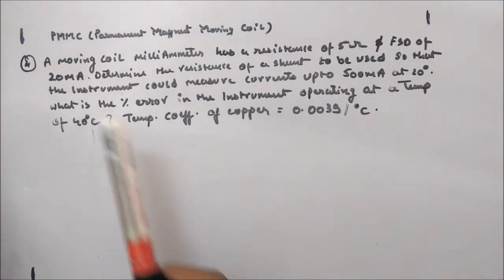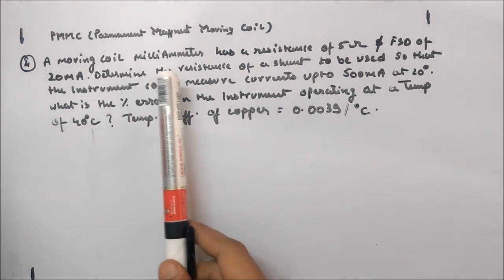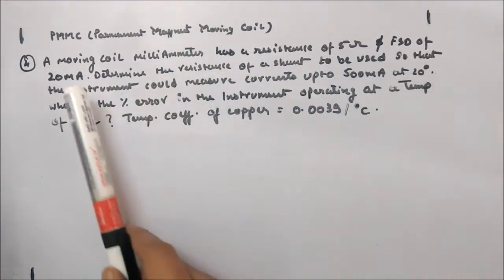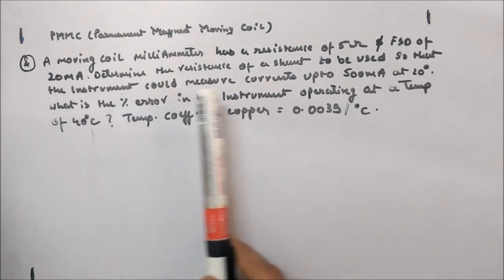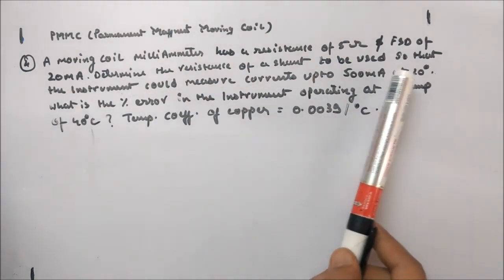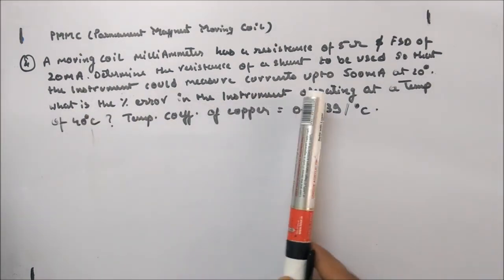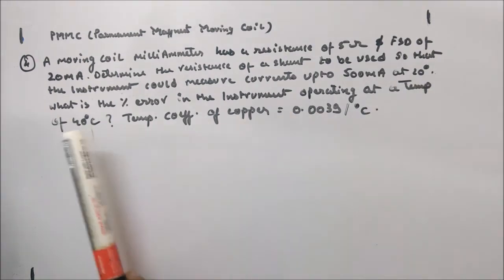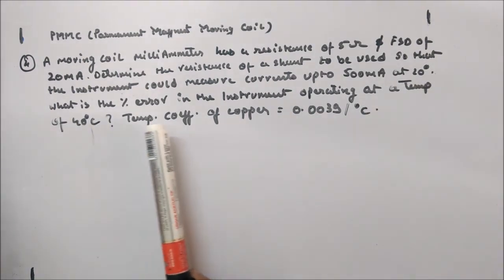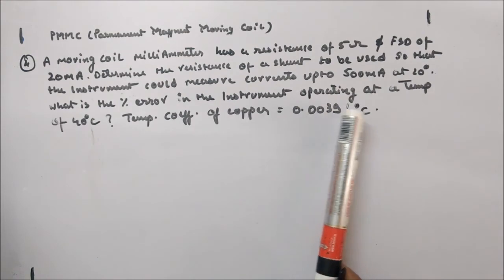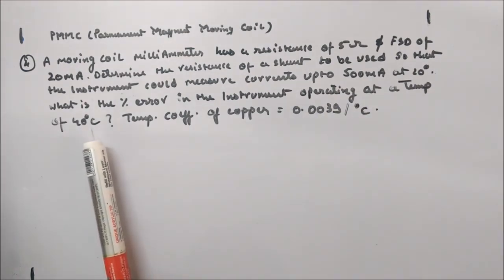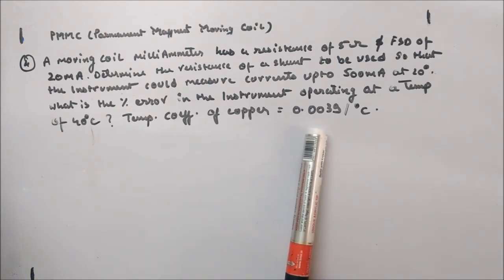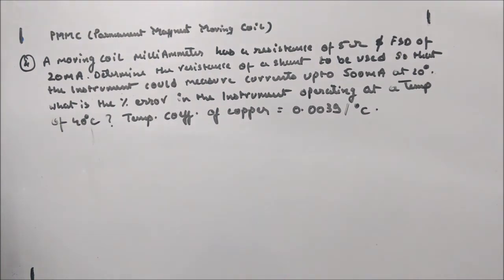Okay, next question. It is given a moving coil milliammeter has a resistance of 5 ohm and full scale deflection of 20 milliampere. Determine the resistance of a shunt to be used so that the instrument could measure currents up to 500 milliampere at 20 degrees Celsius. And what is the percentage error in the instrument operating at a temperature of 40 degrees Celsius? It is given the temperature coefficient of copper is 0.0039 per degree Celsius.